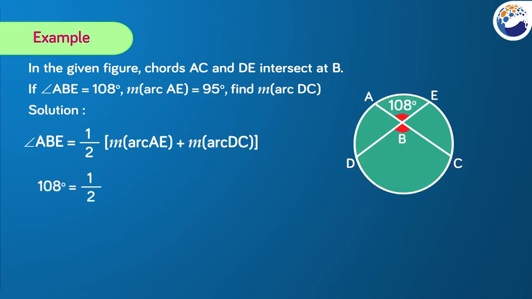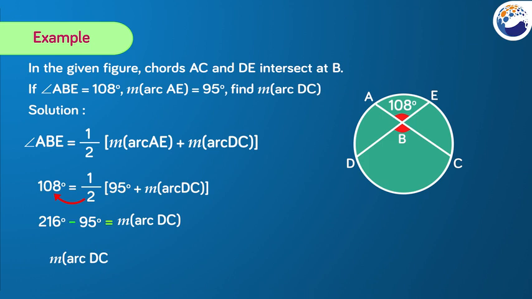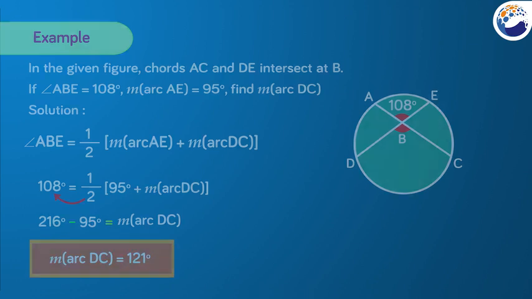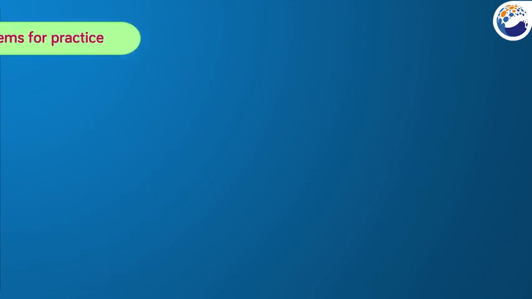Solution. Angle ABE is equal to half of the measure of arc AE plus the measure of arc DC. 108 degrees is equal to half into 95 degrees plus the measure of arc DC. 108 degrees into 2 is equal to 95 degrees plus the measure of arc DC. 216 degrees is equal to 95 degrees plus the measure of arc DC. The measure of arc DC is equal to 216 degrees minus 95 degrees. The measure of arc DC is equal to 121 degrees. Try some more problems for practice.